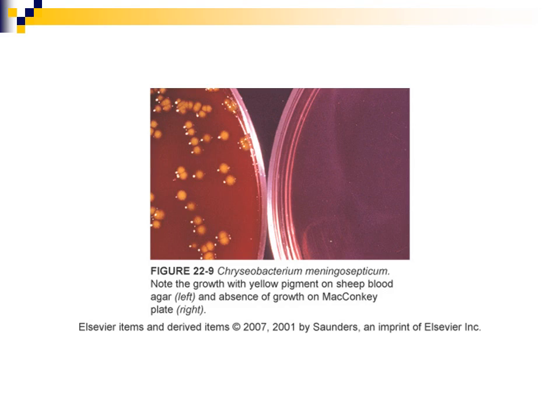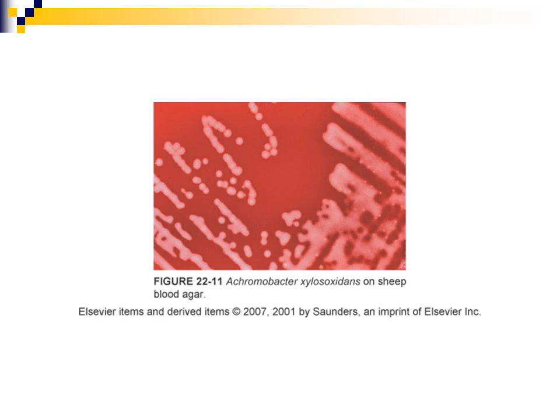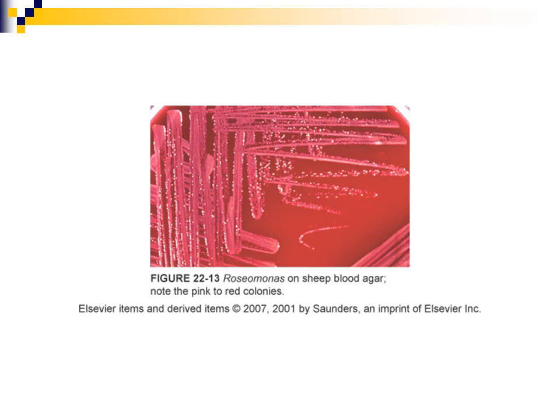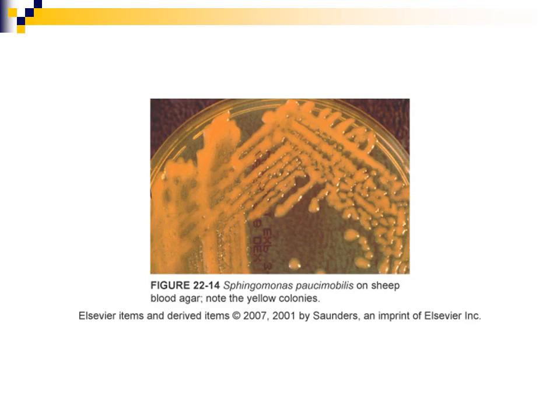So here is Chryseobacterium meningosepticum, and you can see that there's a yellow pigment when the organism is grown on sheep blood agar, but no growth on MacConkey agar. Achromobacter is another type of pigmented organism, and it produces kind of a pinkish hue on sheep blood agar. And Roseomonas produces a dark pink to red colony on sheep blood agar. Sphingomonas is bright yellow on sheep blood agar.